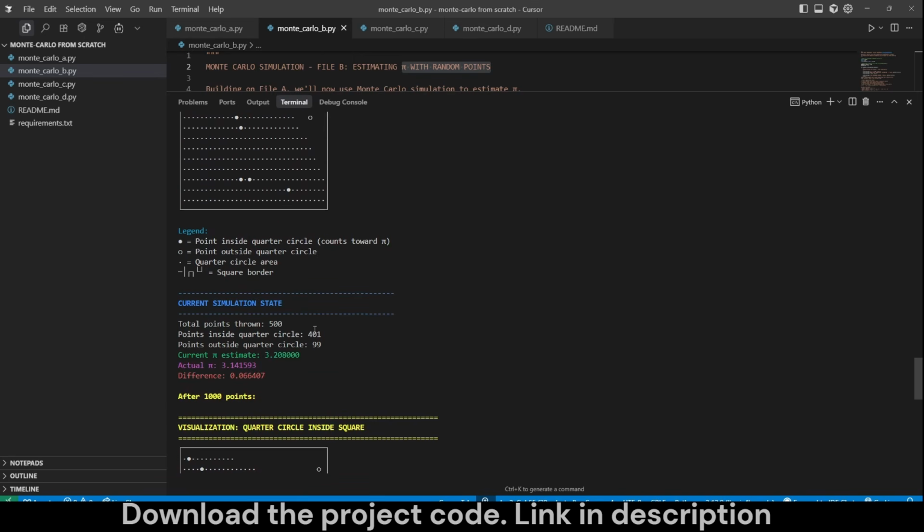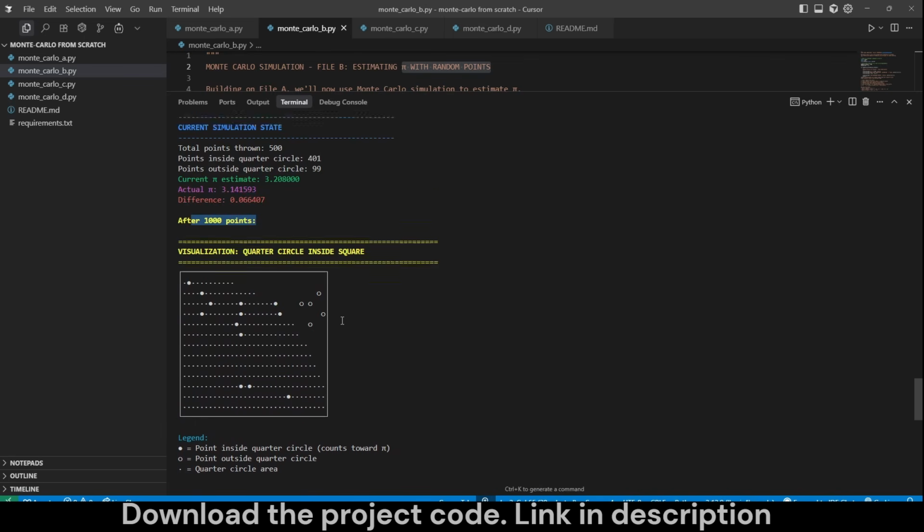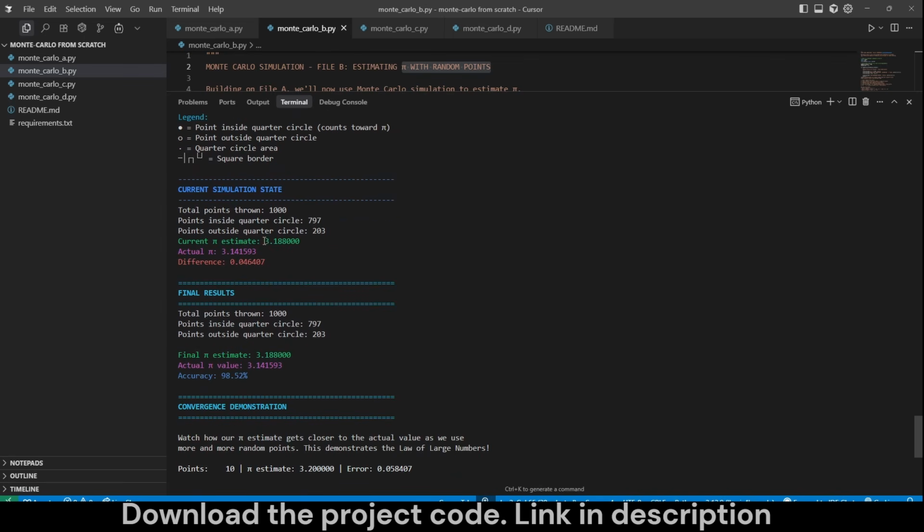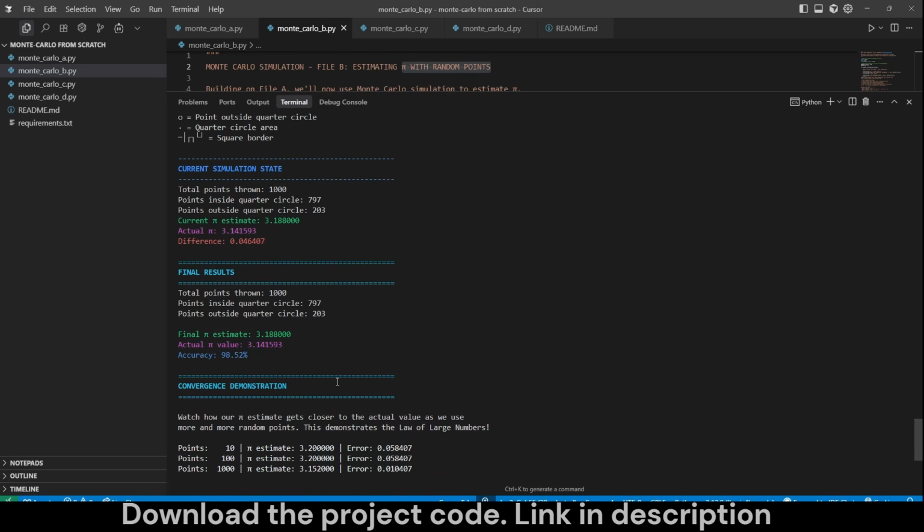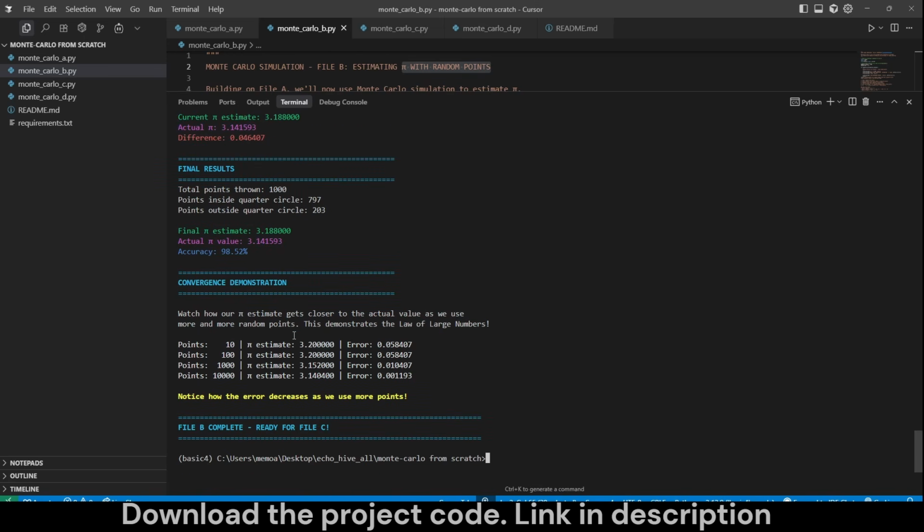After 500, we get to 3.2 versus 3.14. After 1,000, we get to 3.18 versus 3.14. And we can see that with the final estimate, if you didn't know the number pi and was just estimating it using a Monte Carlo simulation, we would have said pi is 3.18 or 19, and we would have gotten pretty close, with an accuracy of 98.5.